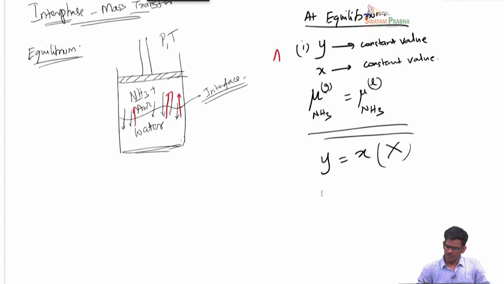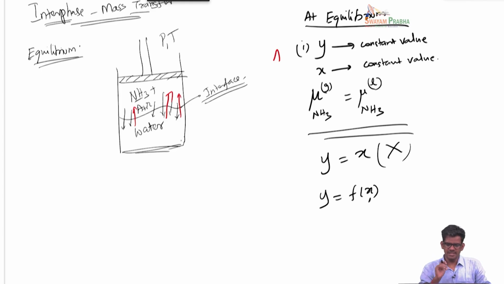Concentration will be different. In fact, you can write Y as some function of X. At equilibrium, the liquid composition of the solute will determine what the composition in the Y phase will be. There will be a functional relationship between the two.